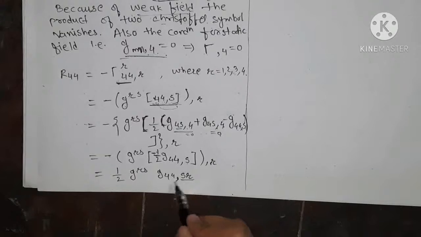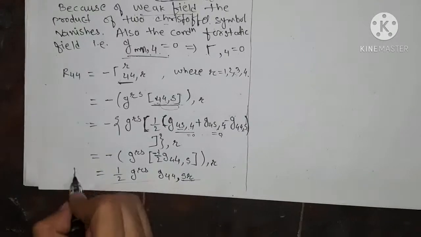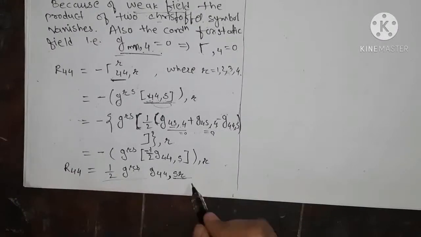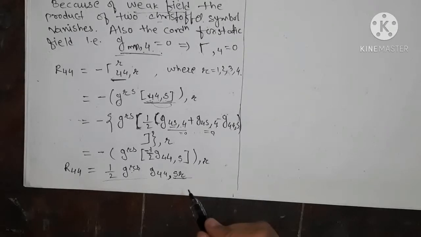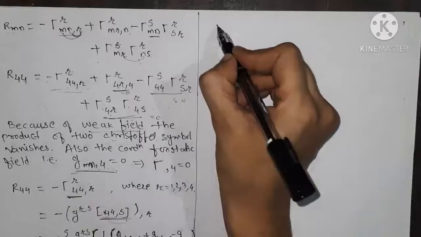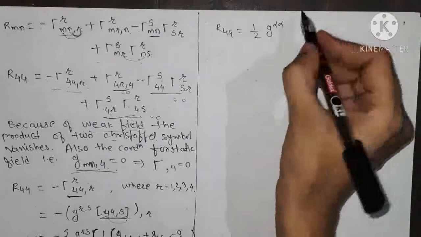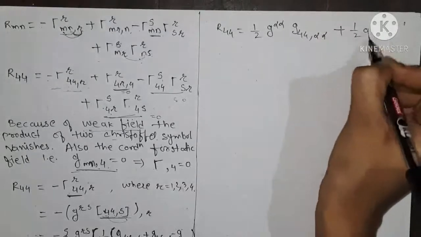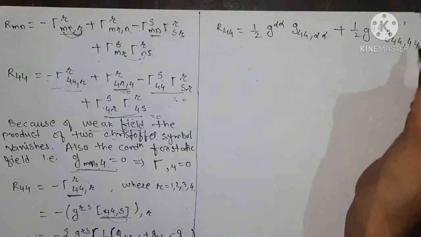So we take the partial derivative with respect to s and with respect to r also. So this term is equal to R_44. Now here r and s vary from 1 to 3 and 4, so we divide into 1 to 3 plus the 4th. For 1, 2, 3 we use the Greek letter alpha. So we write R_44 as 1/2 g^{alpha alpha} g_{44,alpha alpha} plus 1/2 g^{44} g_{44,44}.